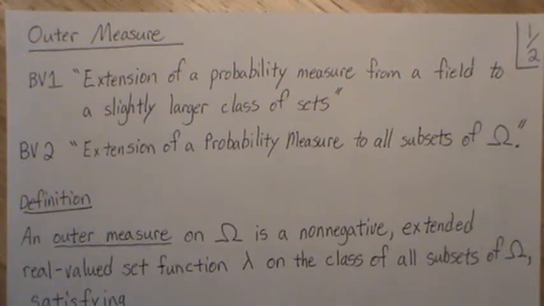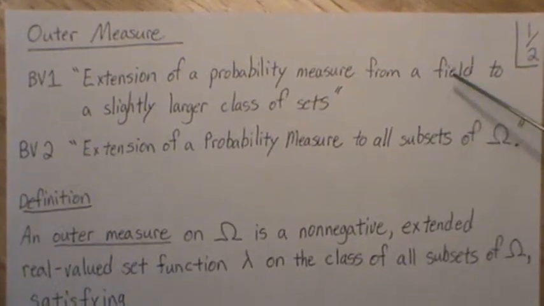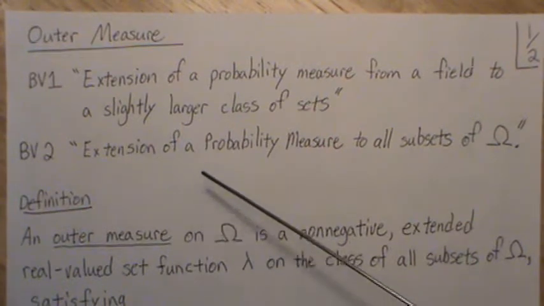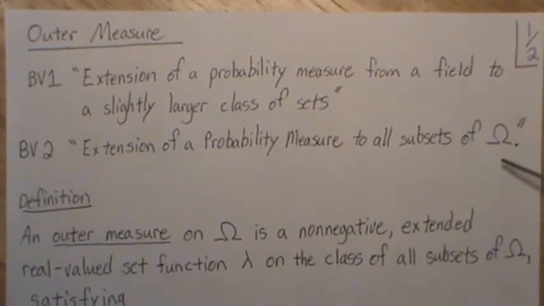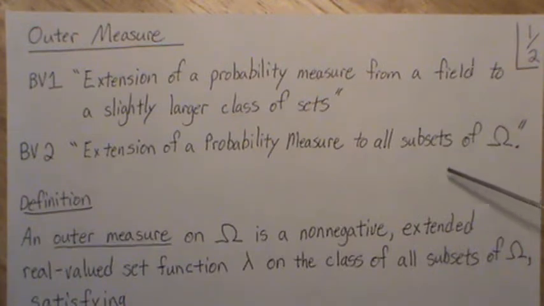Hello, this is the next video in a playlist that I'm calling Probability Measure, and in this video we're going to look at an outer measure and define it. There are two background videos, BV1 and BV2, where we extend a probability measure from a field to a slightly larger class of sets, and we then extend that probability measure onto all subsets of omega, but we learned that we lost the property that it's a probability measure. And so in the video after this, we're going to knock back that requirement of all subsets of omega to some sort of smaller subset.